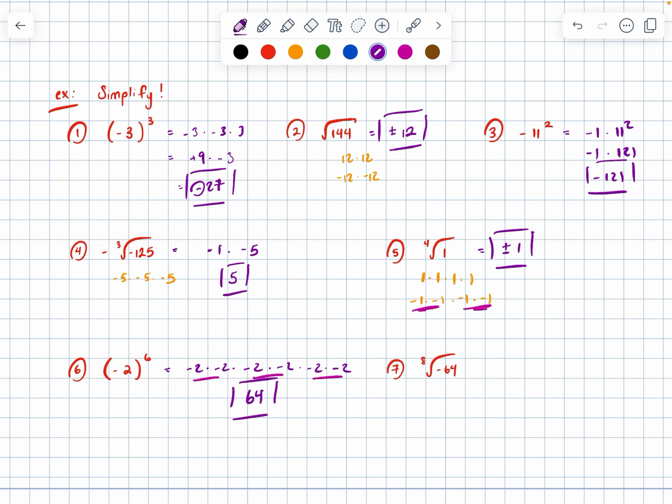And for the 8th root of negative 64, I immediately see that there is an even number outside of the radical, or in this case, the 8th root symbol, and a negative number inside of that radical. As soon as I see an even index with a negative radicand, I know that my answer does not exist.